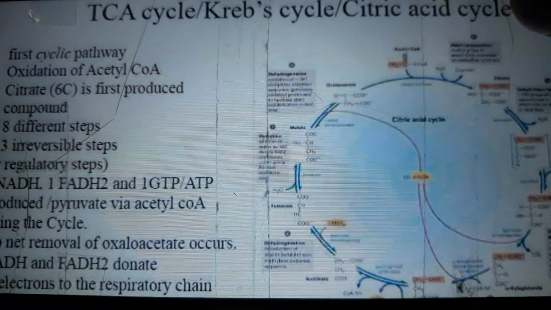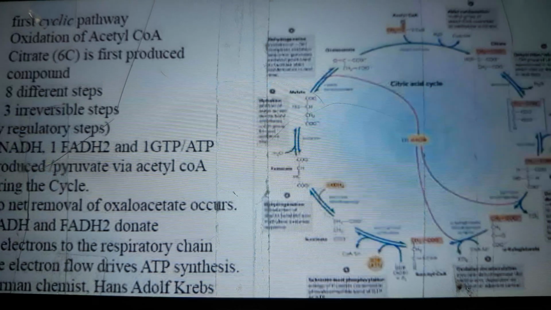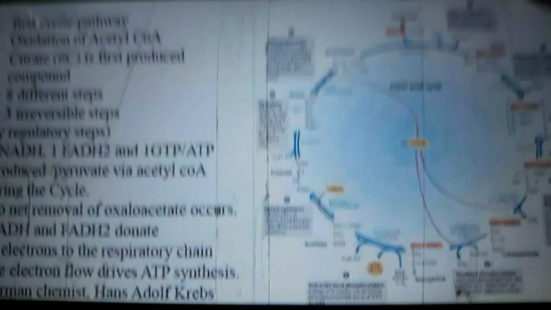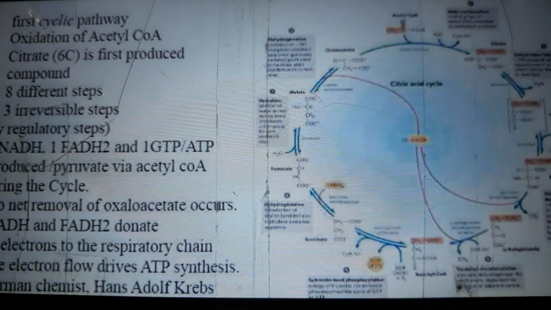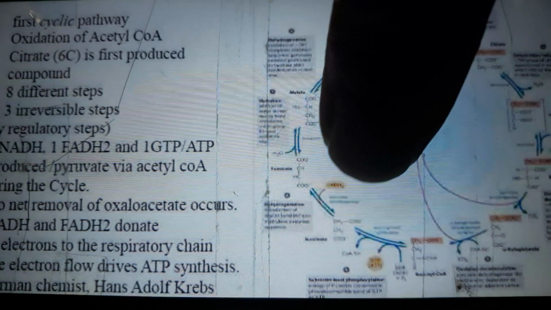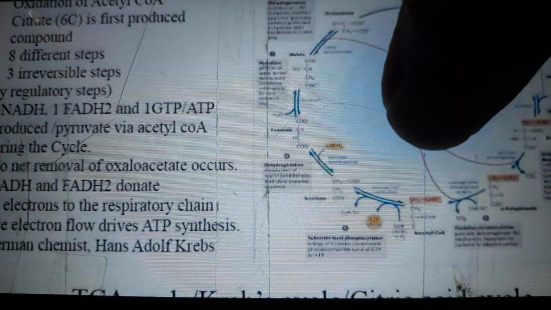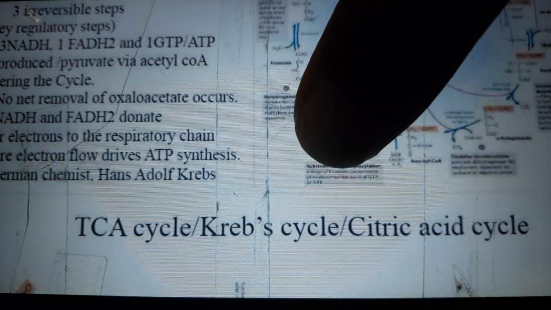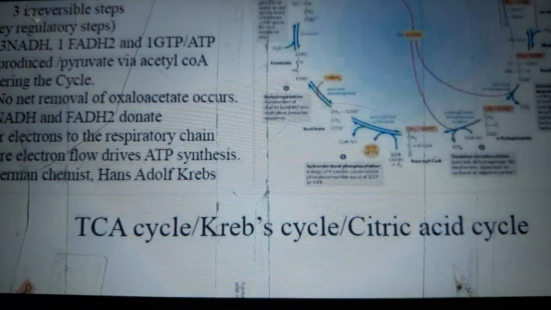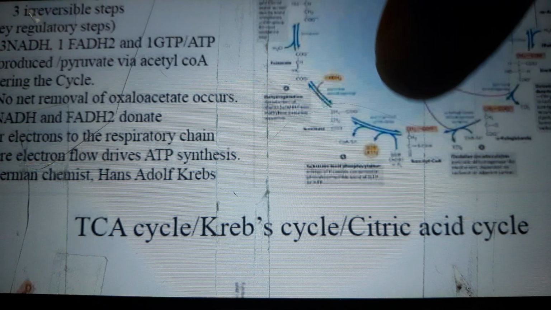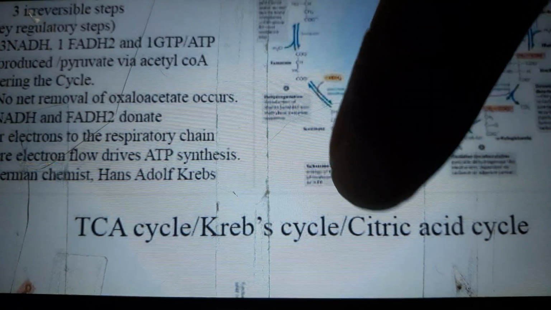TCA cycle, Krebs cycle, citric acid cycle. The first cyclic pathway; just note the numbers here in the diagram, and then relate them to this. Oxidation of acetyl-CoA produces a citrate, a 6-carbon compound, in 8 different steps, with 3 irreversible steps, which are key regulatory steps. 3 NADH, 1 FADH2, and 1 GTP or ATP are produced per pyruvate entering the cycle via acetyl-CoA.